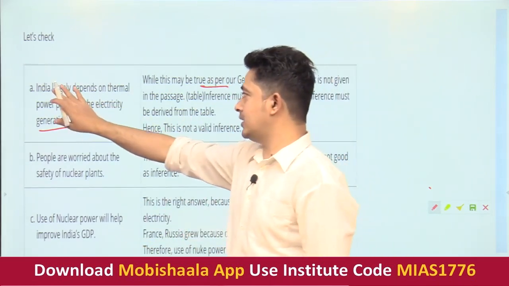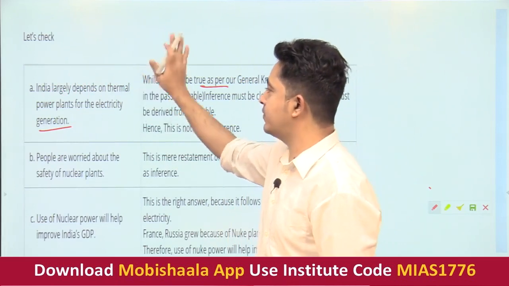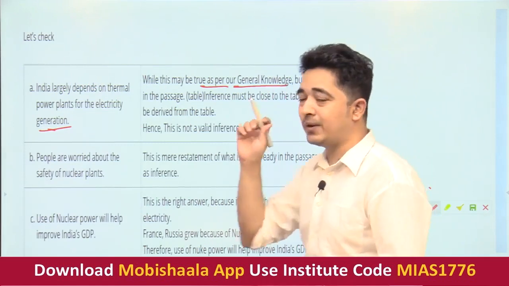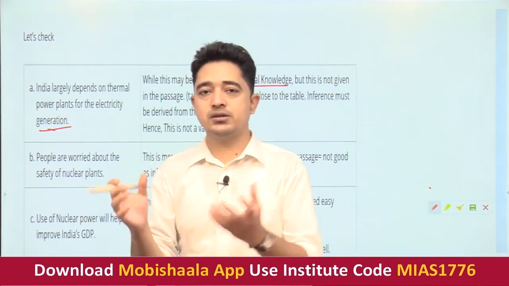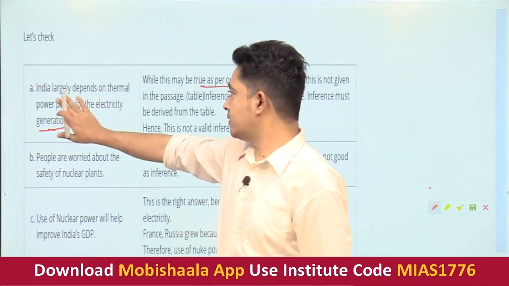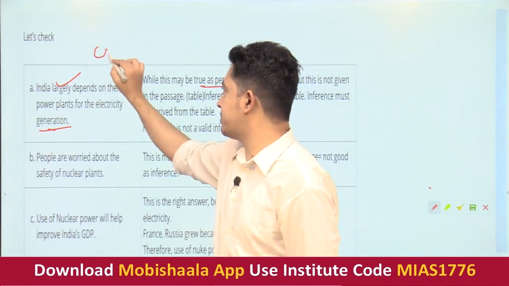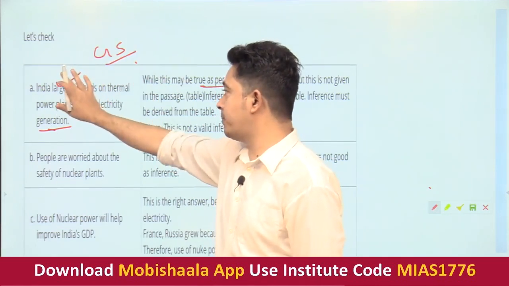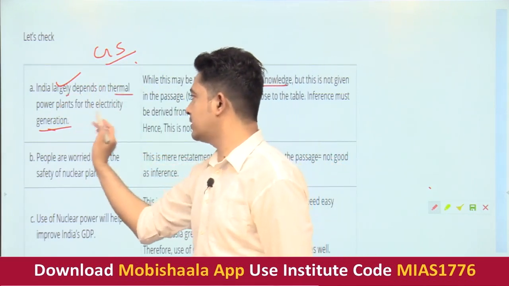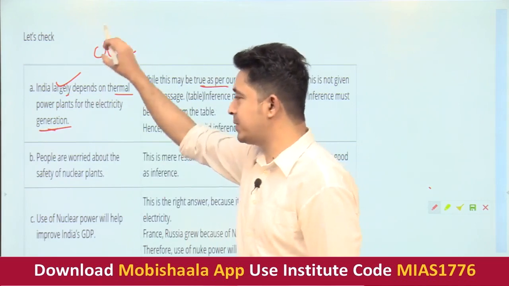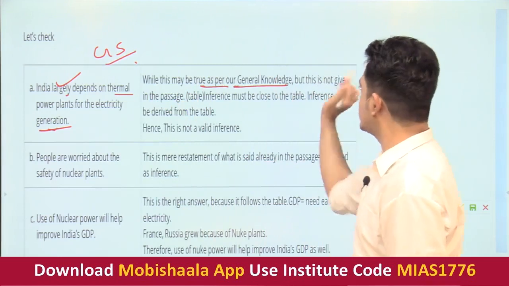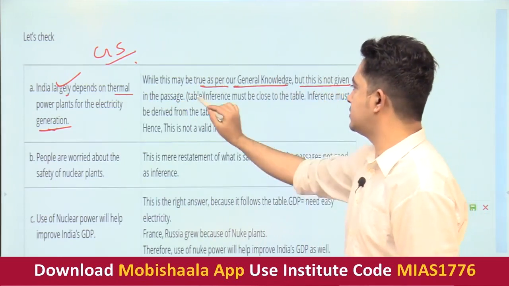Here the option is: India largely depends on thermal power plants for electricity generation. This may be true as per general knowledge, but do not try to bring in your own knowledge. If this question were asked in the GS paper, which is general studies, it would be fine, but this is reading comprehension. This is true, but it is not explicitly mentioned in the passage. So this is not given in the passage and the table.